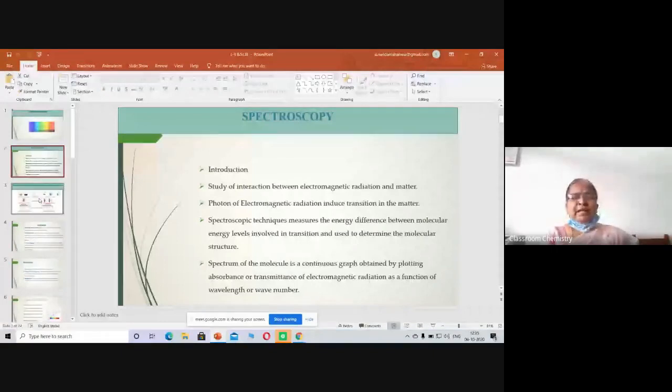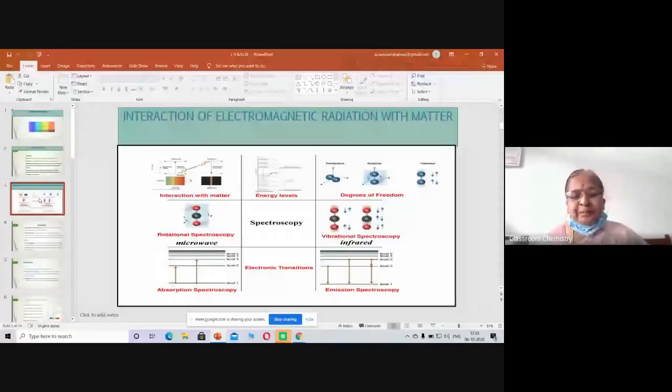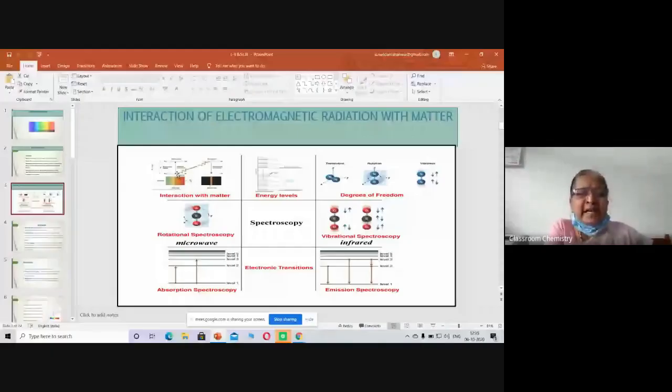Then what happens actually when radiations are absorbed by the molecule? We have seen spectroscopy deals with the study of interaction of electromagnetic radiation with matter. In this figure you see that electromagnetic radiation falls on the matter, and there are different types of interactions that take place. There may be absorption of radiation, there may be reflection of the radiation. Some of the radiations are scattered.